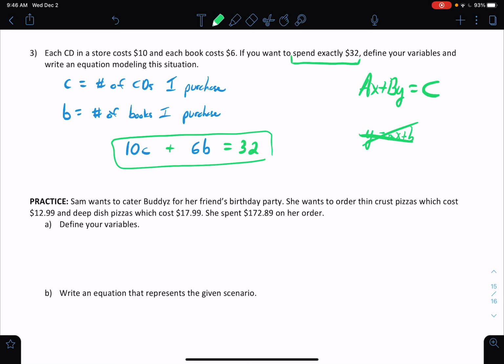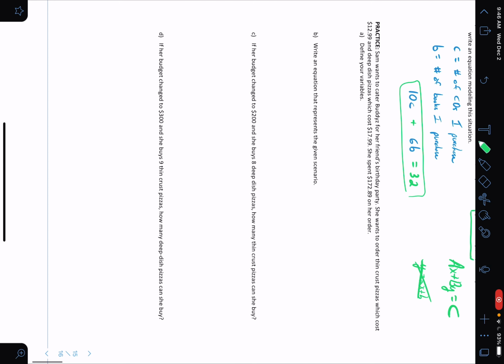Okay, so try a standard form application problem. I'm going to zoom out, that way you can see it all. Okay, so define your variables. That's key first. Write an equation, and then you can use that equation. All right, pause the video and try this one out.